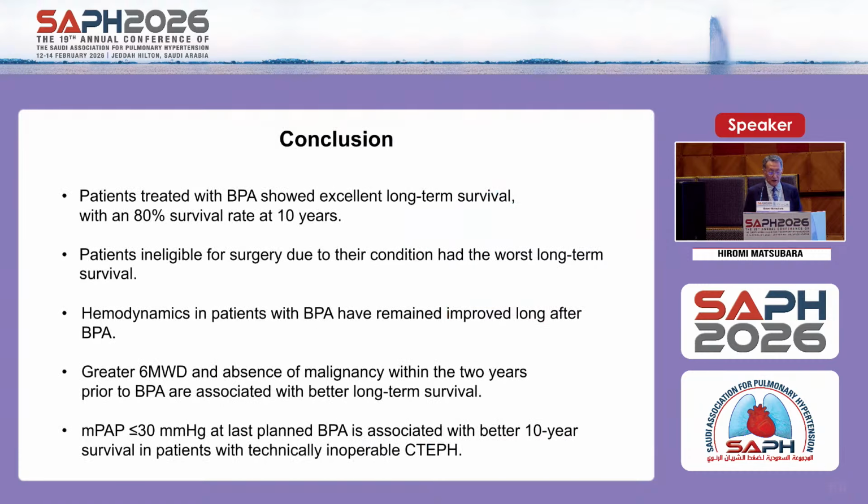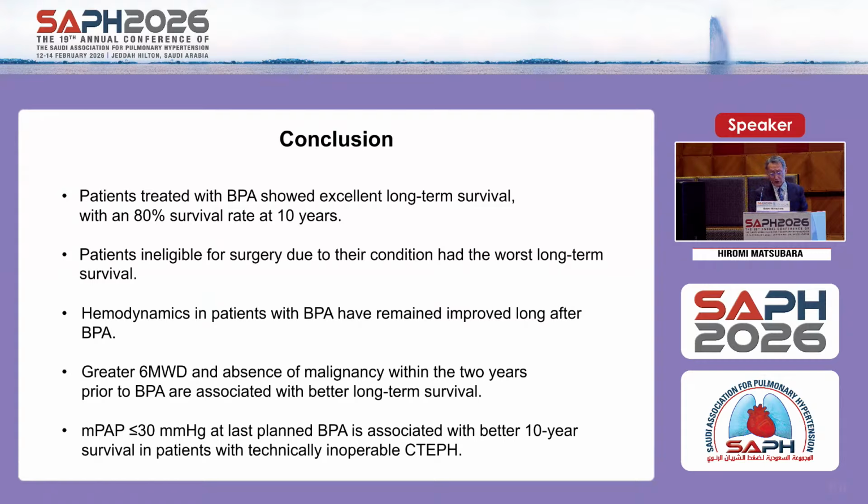survival of the patient. So the patients treated with BPA showed excellent long-term survival with an 80% survival rate at 10 years. Patients ineligible for surgery due to their condition had the worst long-term survival. Hemodynamics in patients with BPA have remained improved long after BPA. Greater 6 minutes walking distance and absence of malignancy within the 2 years prior to BPA are associated with better long-term survival.